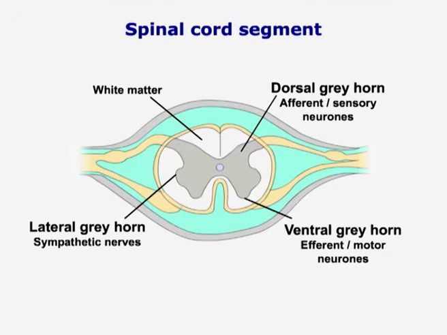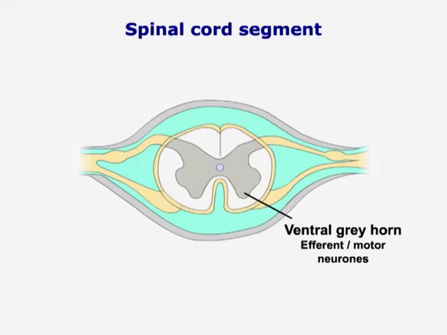When looking at the transverse section of the spinal cord, a characteristic grey-colored butterfly shape is seen in the center, surrounded by a whiter area. The grey matter is mostly made up of neuron cell bodies, dendrites, synapses, and neuroglial cells. The white matter is made up of myelinated axons.